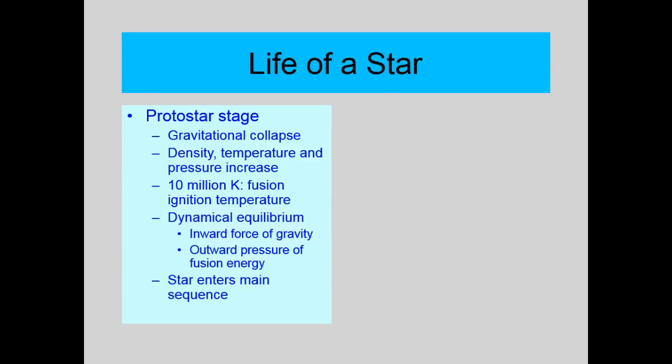Density, because that's mass per unit volume. Temperature, as you get more mass in a smaller volume, the temperature goes up, and the pressure is force per unit area. That's certainly going up. So all these are increasing. Now, somewhere around 10 million K, that is really hot, folks, fusion begins. They call it the fusion ignition temperature. That's where fusion of hydrogen into helium starts. And once that begins, basically you have an explosion of energy.